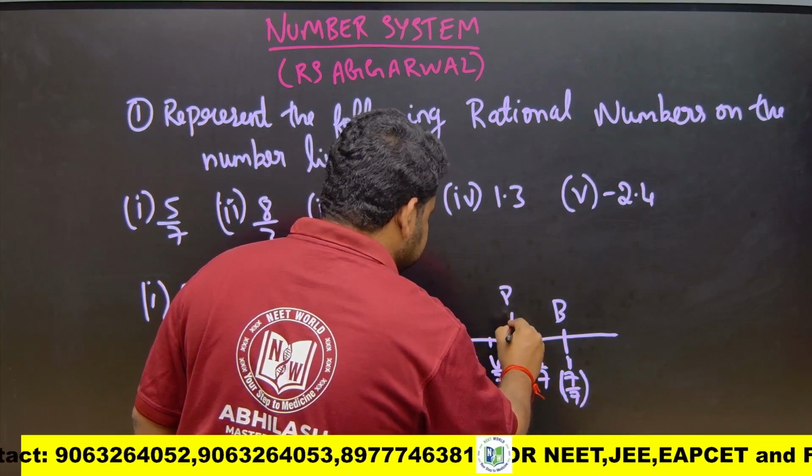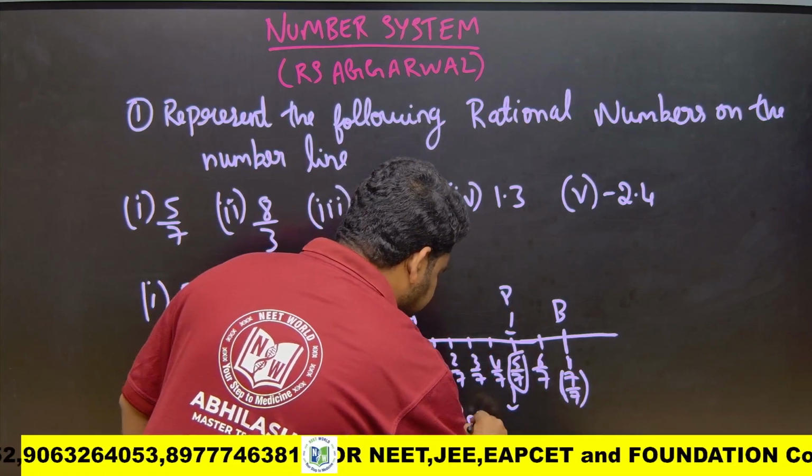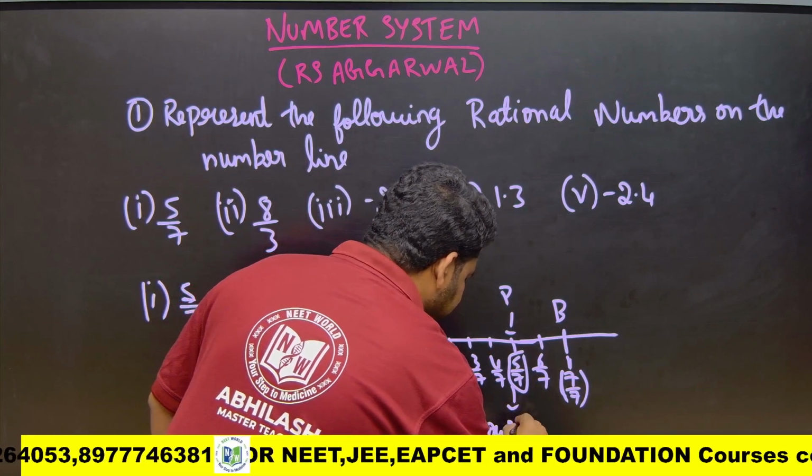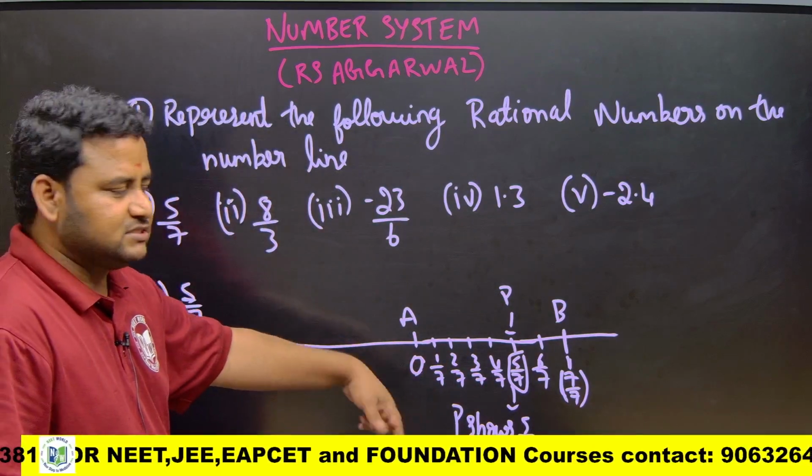Okay, let me name this as P. P is what? This is 5 by 7. What does P show? P shows 5 by 7. Okay, that is what is required. So P shows 5 by 7, that is represented on the number line.